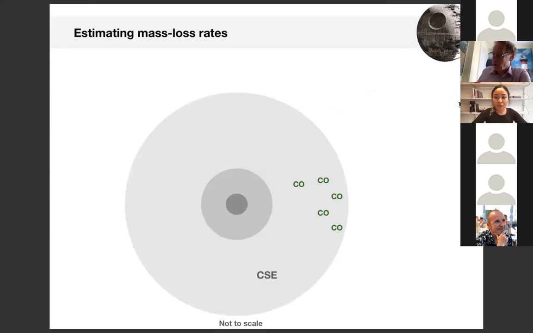As I mentioned earlier, the circumstellar envelope is mainly constituted of dust and gas, and one of the most abundant molecules in the circumstellar envelope is CO, which is the line that we want to observe. And as also mentioned earlier, the circumstellar envelope is the outermost envelope of an AGB star, so it serves as a border between the star and the interstellar medium. The circumstellar envelope is also the place where photodissociation reactions take place.